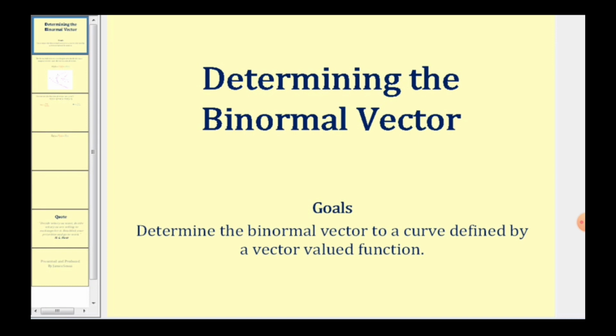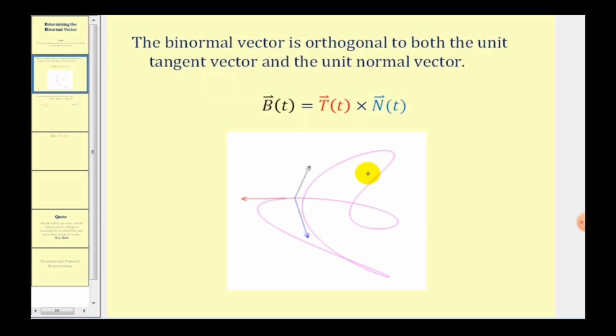Welcome to a lesson on the binormal vector. The goal of the video is to determine the binormal vector to a curve defined by a vector-valued function. Looking at this purple space curve here, this red vector would be the unit tangent vector. This blue vector here would be the unit normal vector. And this black vector here is the new vector, the binormal vector.